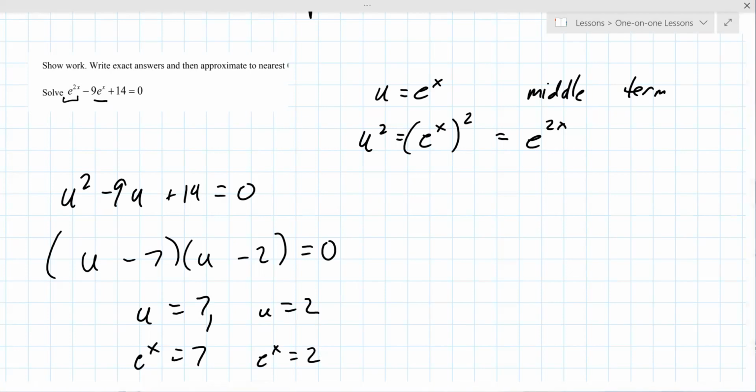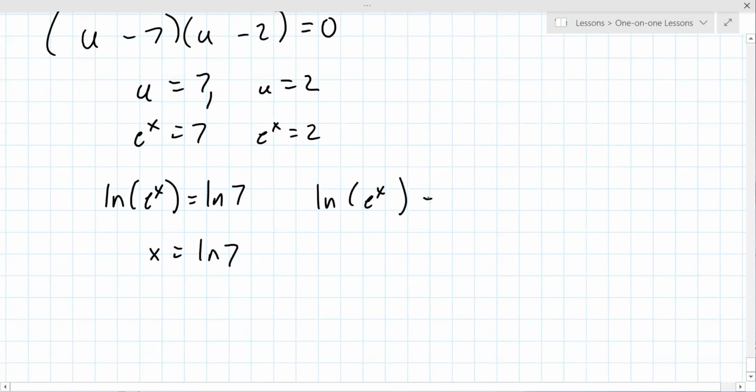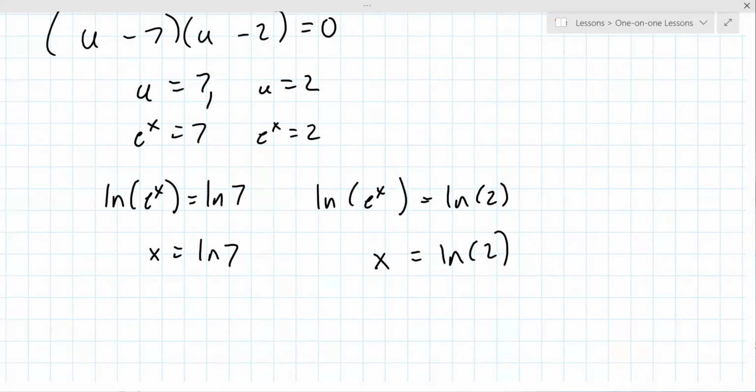Do you recall how to solve those two equations? So to undo e, use ln. So ln of e to the x equals ln 7, x equals ln 7. Over here, it's the same thing. Natural log of e to the x equals natural log of 2. So x equals natural log of 2. You can punch that into your calculator.